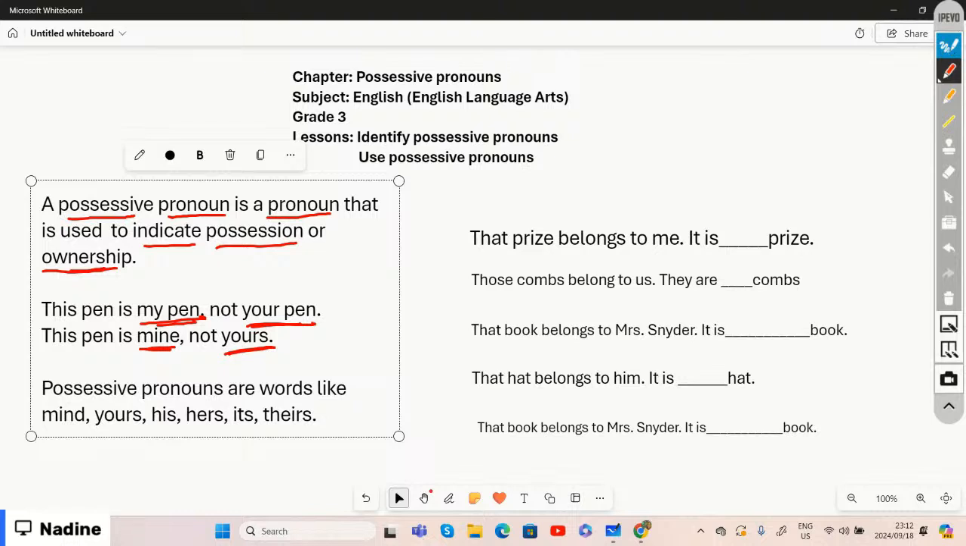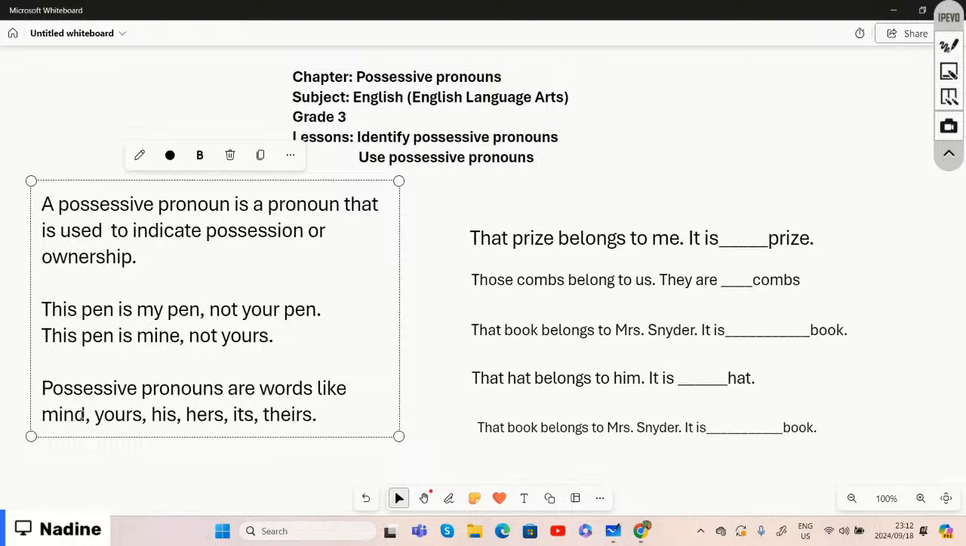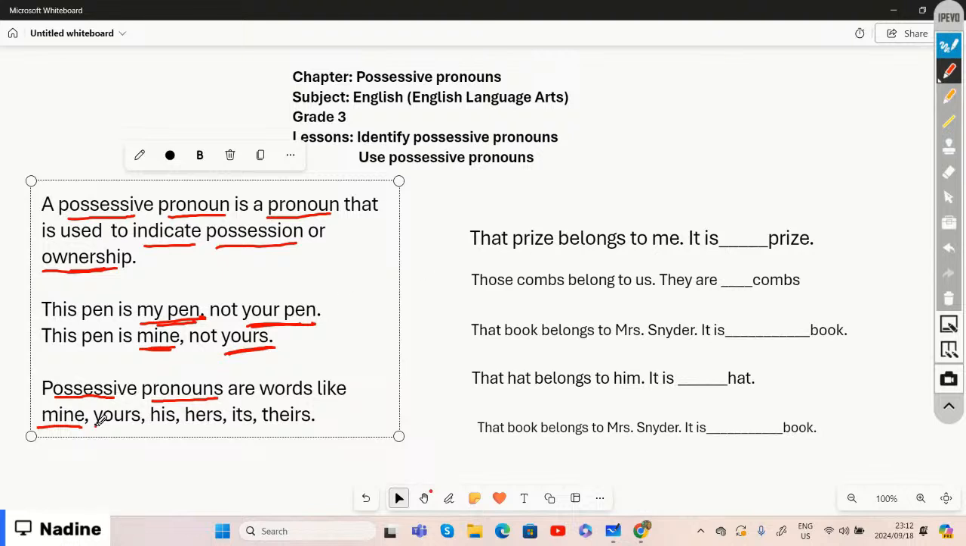So possessive pronouns are words like mine, that's mine. Yours, his, hers, its, theirs. And look at that word its. There's no apostrophe, so it's not it is. Right? So that is possessive pronouns.